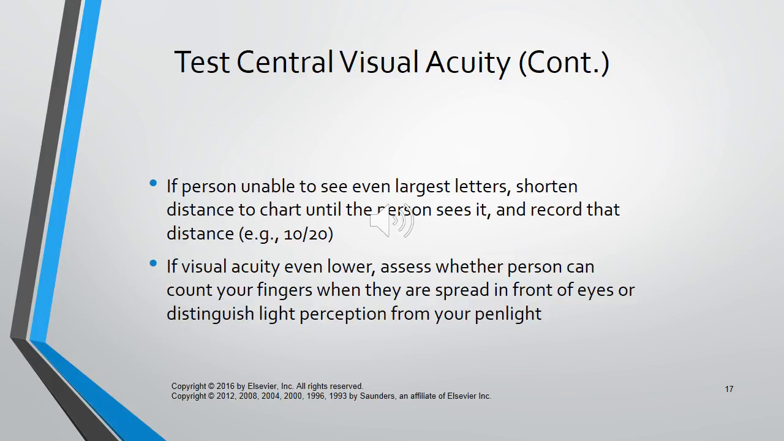If they have really low visual acuity and you have to move them, say, 2 or 3 feet from the chart, then you would assess whether they can count your fingers at a certain distance in front of their eyes.